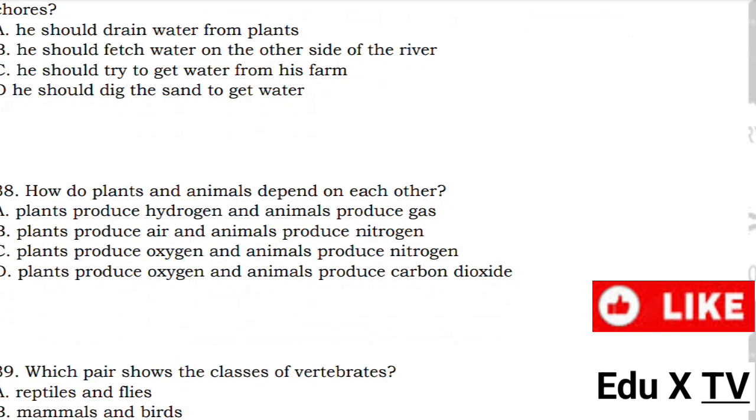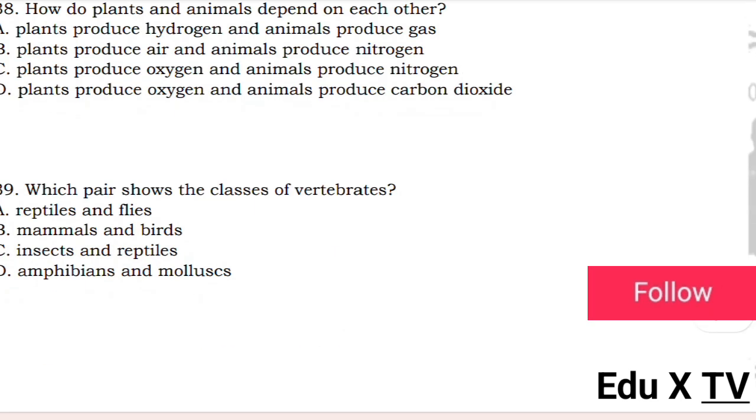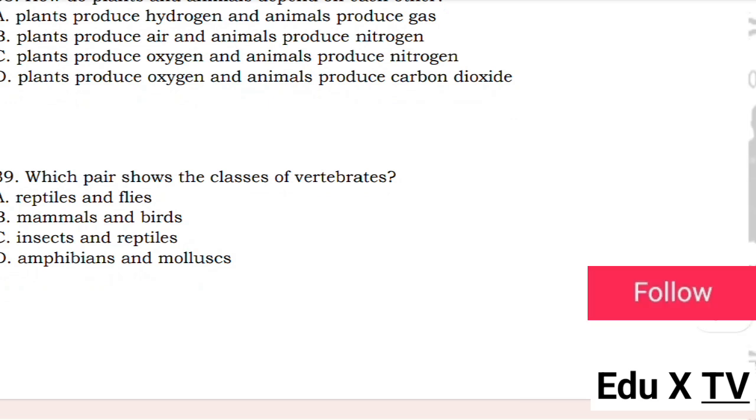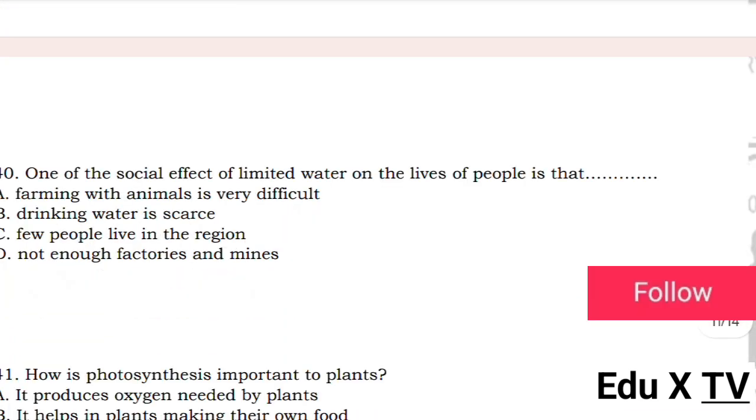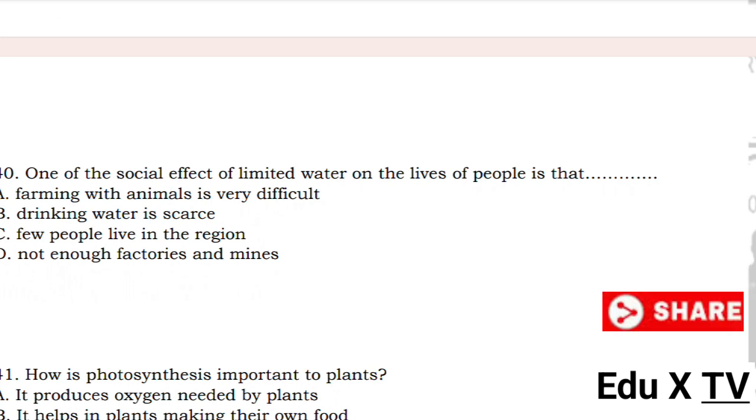Number 38. How do plants and animals depend on each other? The answer is D. Number 39. Which pair shows the classes of vertebrates? The answer is B. Number 40. One of the social effects of limited water on the lives of people is that... The answer is C.